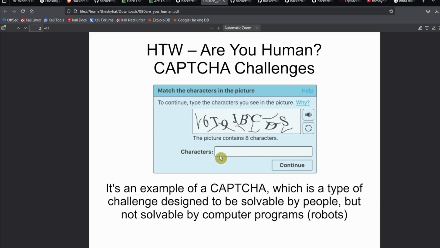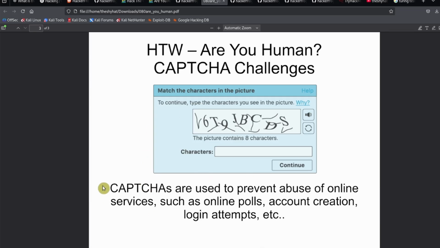And the reason why we used to do stuff like this is because programs used to be not able to read characters in an image like this. They can nowadays, but this is an example of a CAPTCHA we used to use in the past.